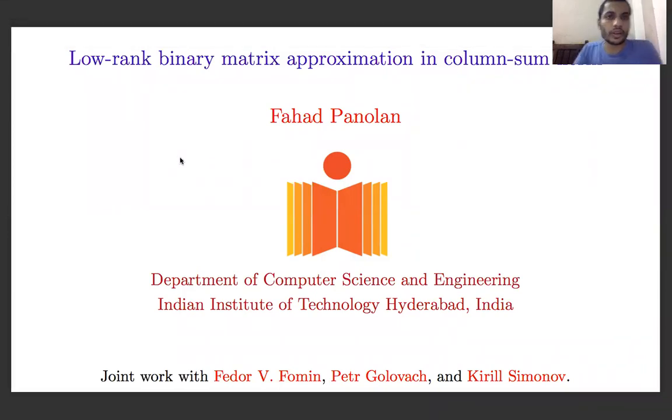I will talk about low rank binary matrix approximation in column sum norm now. This is joint work with Fedor V. Fomin, Petr Golovach, and Kirill Simonov.